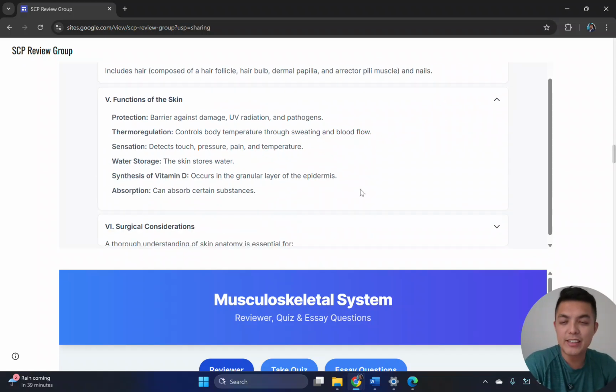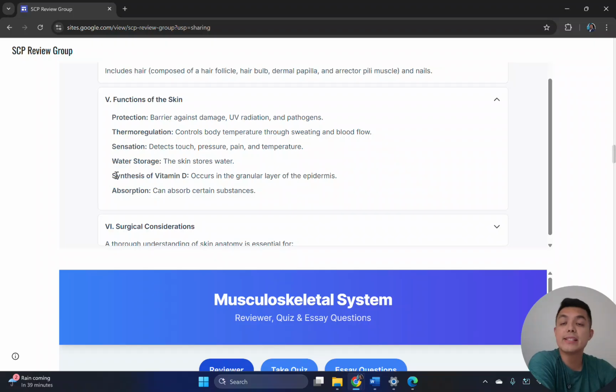And functions of the skin, very quickly. Protection: a barrier against damage, UV radiation, and pathogens. So if you have a break in your skin, you're prone to pathogens. Thermoregulation: it controls body temperature through sweating and blood flow. Next is sensation. It detects touch, pressure, pain, and temperature. Next is water storage. The skin stores water.